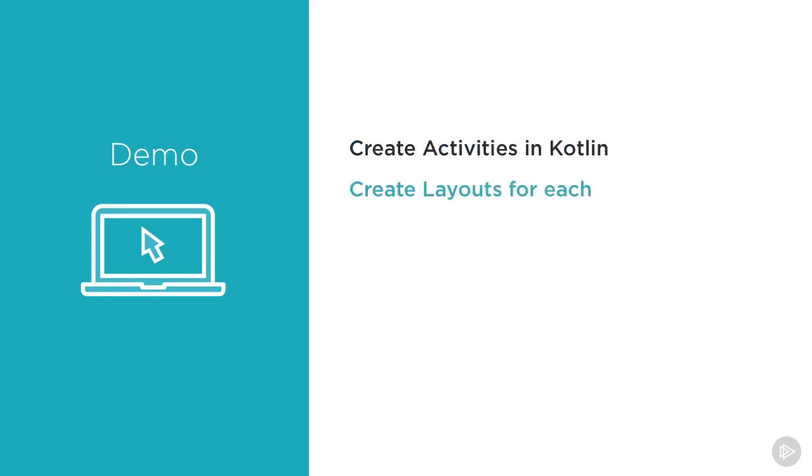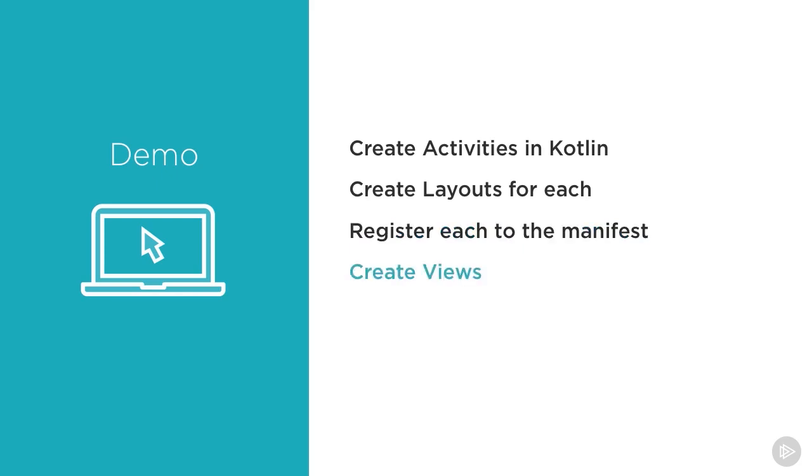Then create the layout files for each activity and register our activities in the manifest so Android knows how to start them. We'll create views within our layout files, and of course we'll run our app. Let's move over to Android Studio and get things started.